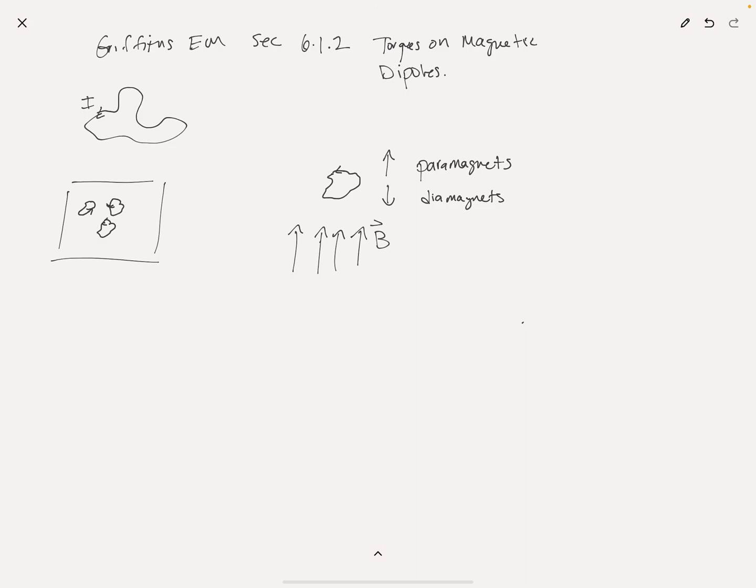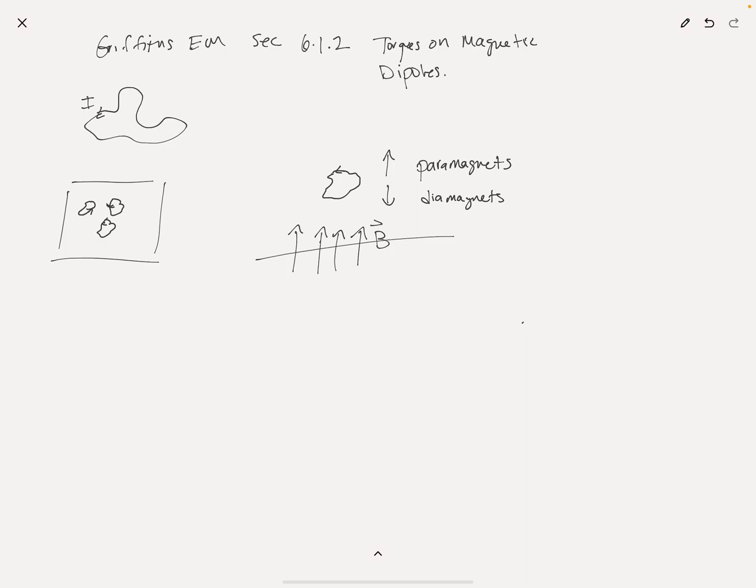Many materials only retain this net alignment of their little current loops while in the presence of an external magnetic field. If you were to turn off this field, these little loops of current would randomize their directions, and you would have something that does not have magnetic properties. There's another class of materials called ferromagnets that retain that history, and those are the refrigerator magnets that you have.